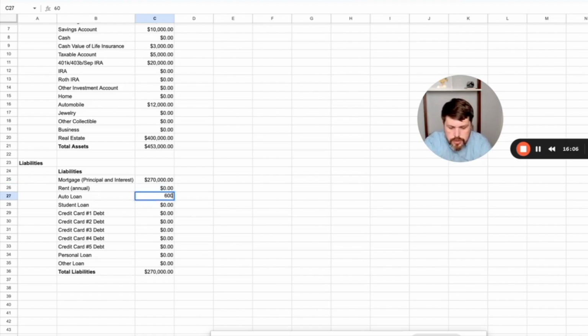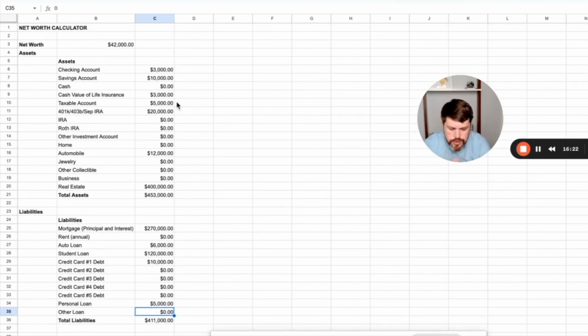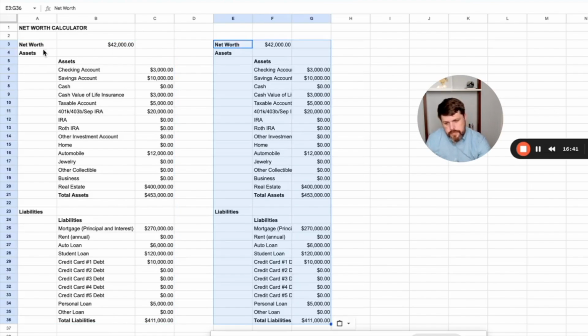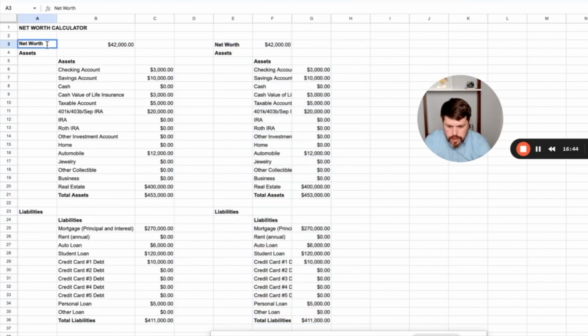I think for the auto loan, 6,000. Student loan, 120,000. Let's say 10,000 for the credit card debt, a personal loan of 5,000, and we get to a net worth of about 42,000. So the numbers are different, but you can see the overall thing that we're trying to get at. You can take these numbers and track this over time, because you can just copy and paste. And this is net worth.